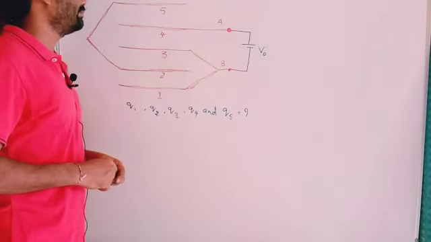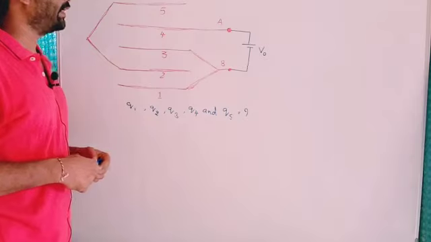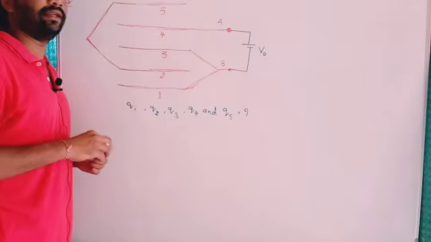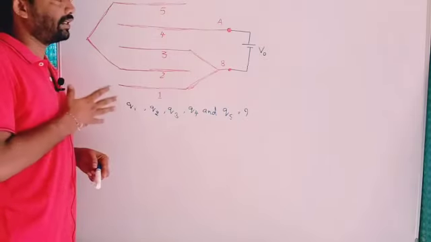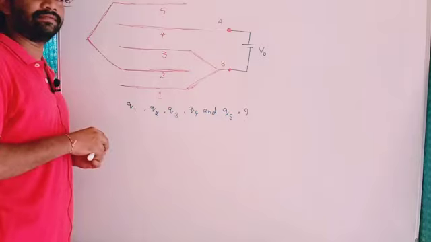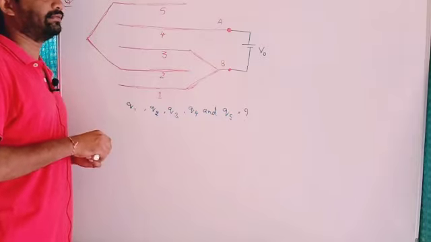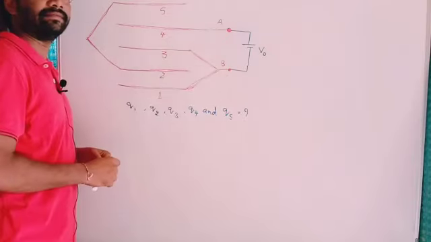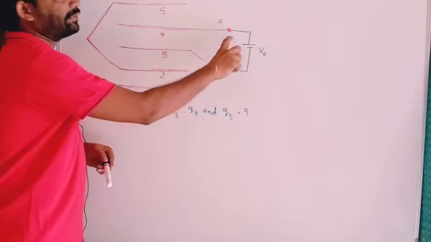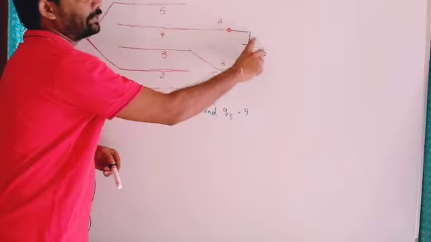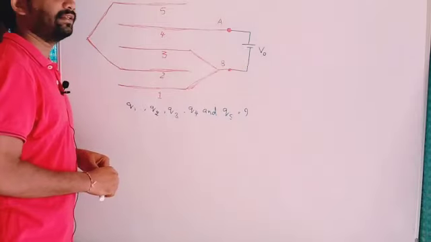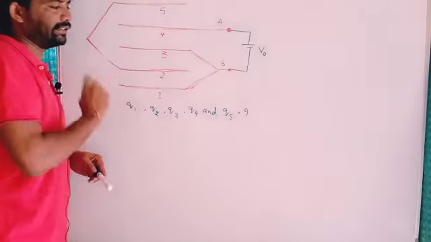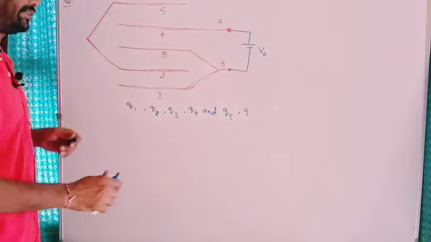Listen to this problem. Here we have 5 identical plates, arranged as in the figure with the same gap, and we have 2 terminal points A and B. The potential difference maintained at these 2 points is V0. Then find the charges on these individual plates.